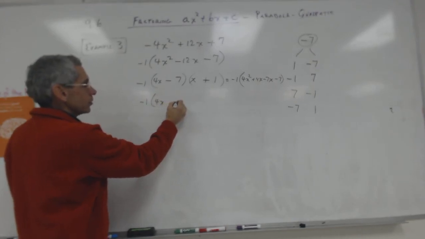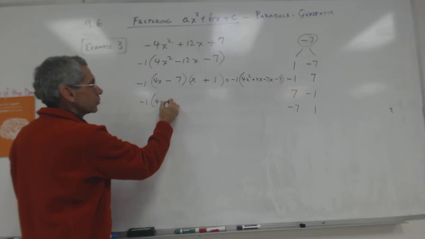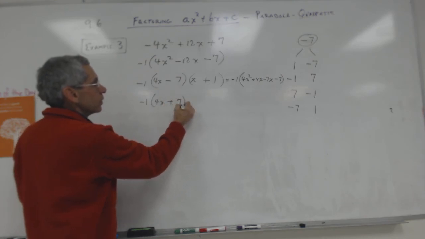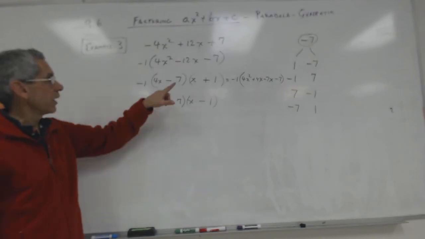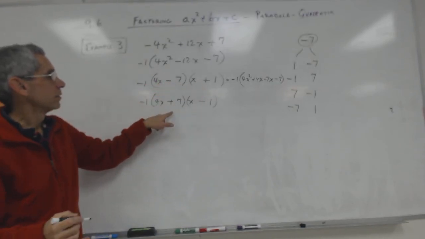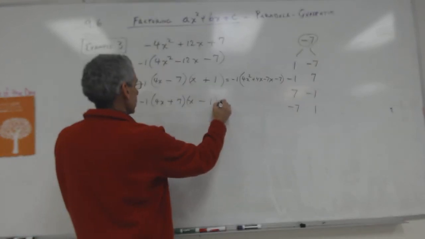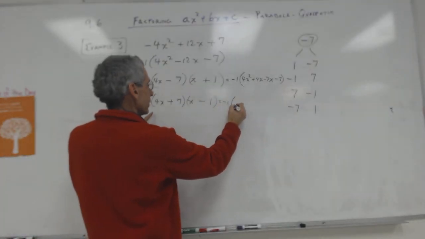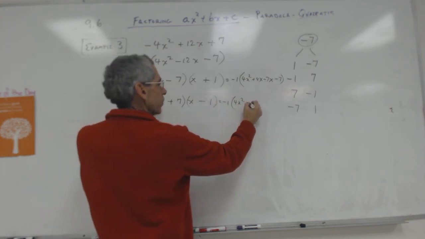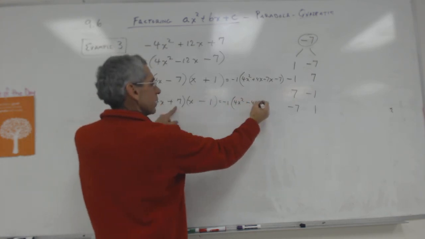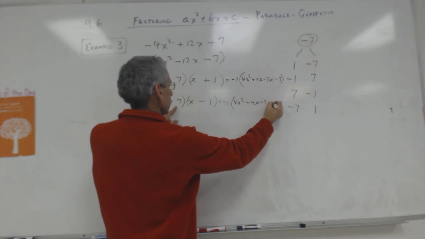Let's try doing plus 7. That's why I said it here. All I did is change the sign. Let's see what we get. We get negative 1 parenthesis, and then 4x squared. Outside is negative 4x, inside is 7x. Is it working? No.